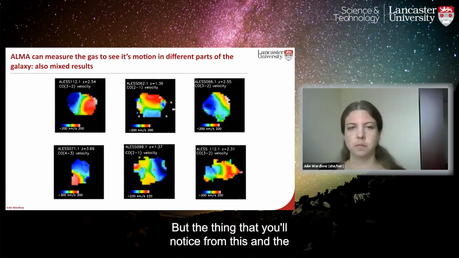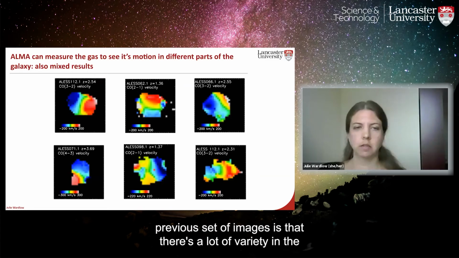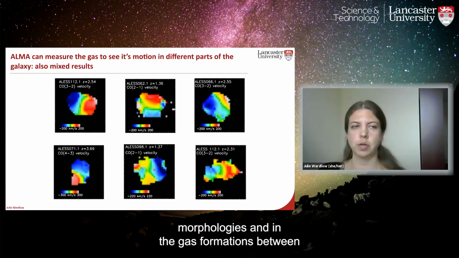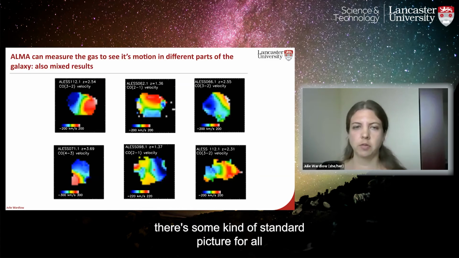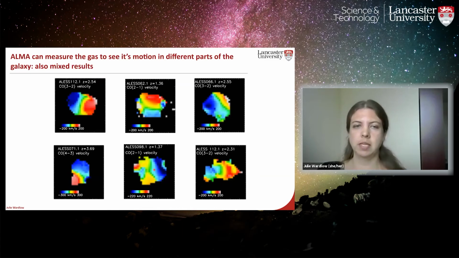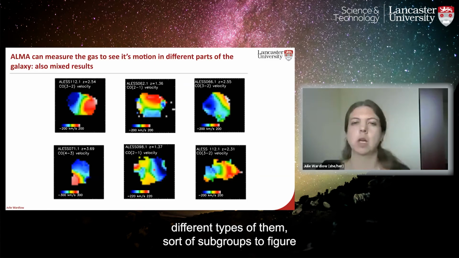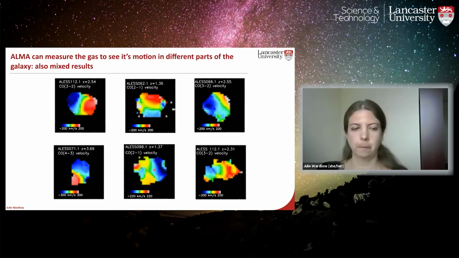But the thing that you'll notice from this and the previous set of images is that there's a lot of variety in the morphologies and in the gas motions between the different sources. So it's not really clear here what's going on, whether there's some kind of standard picture for all submillimeter galaxies, or whether we can pick out different types of them, sort of subgroups, and figure out what's happening.